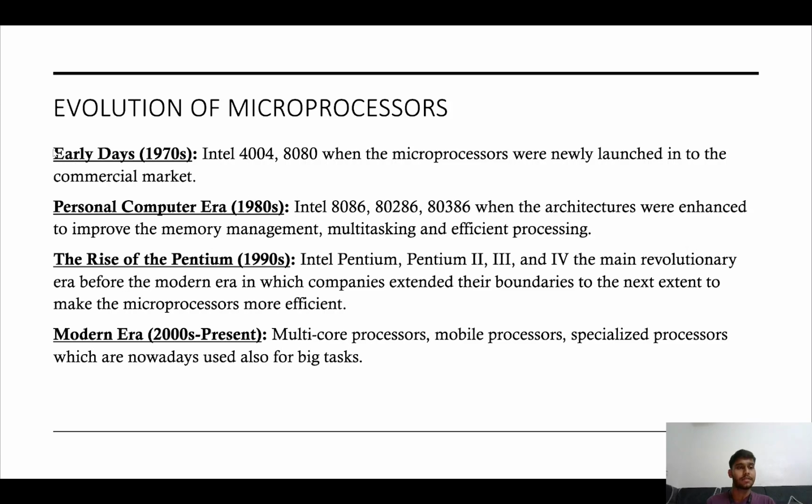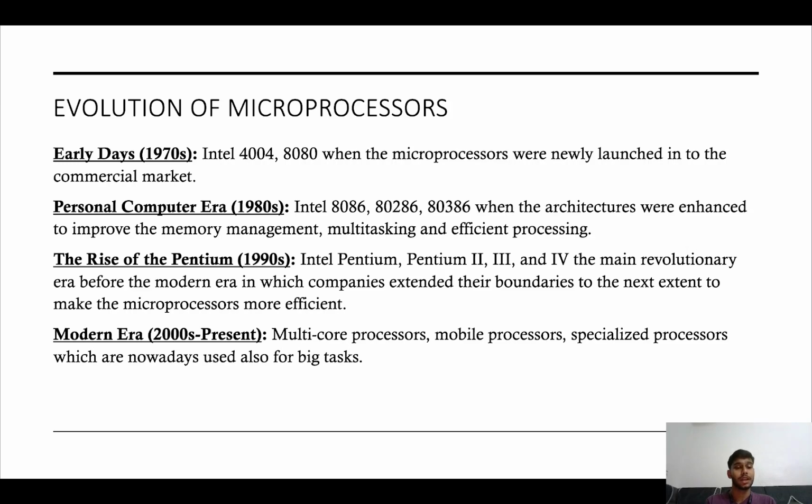Evolution of microprocessors. The evolution of microprocessors started early, dating back to the 1970s, when the Intel 4004 and 8080 microprocessors were newly launched into the commercial market. Personal computer era, 1980s: Intel 8086, 80286, 80386, where the architectures were enhanced to improve memory management, multitasking, and efficient processing. The rise of Pentium, that is 1990s: Intel Pentium, Pentium 2, 3, and 4, the main revolutionary era before the modern era, in which companies extended their boundaries to the next extent to make the microprocessors more efficient.